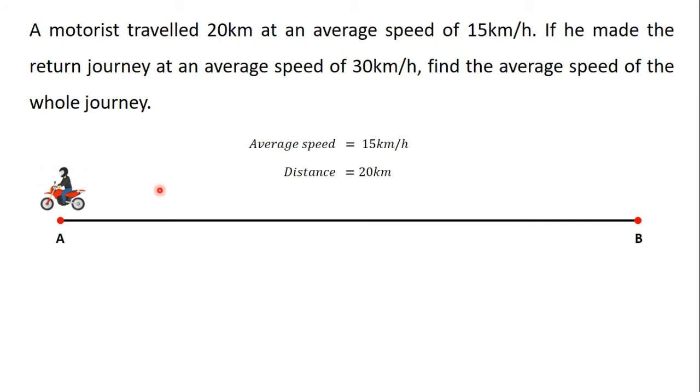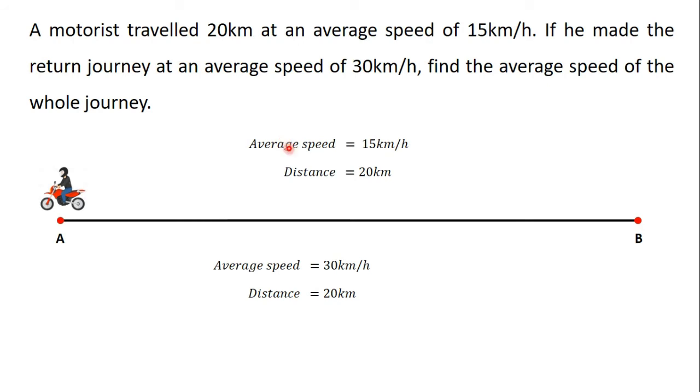The distance didn't change. So for the return journey, the distance will be the same as the starting journey. The distance for the second part of the journey will be the same as the distance for the first part of the journey, because the second part was a return journey, so the distance doesn't change. But the average speed was different. For the second part of the journey, the average speed was 30 kilometers per hour. We have seen that the distance will be the same since it was the return journey, so the distance is still 20 kilometers. We are going to use this information to find the average speed of the whole journey.